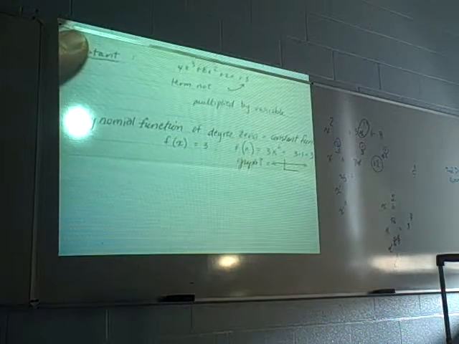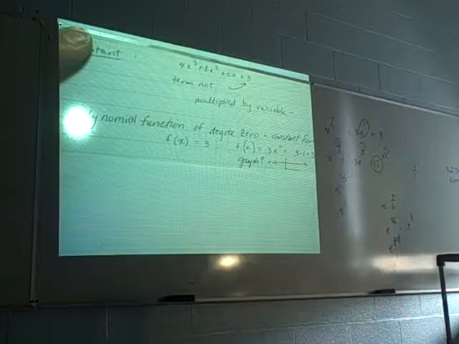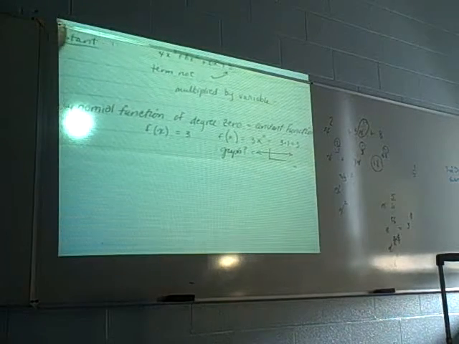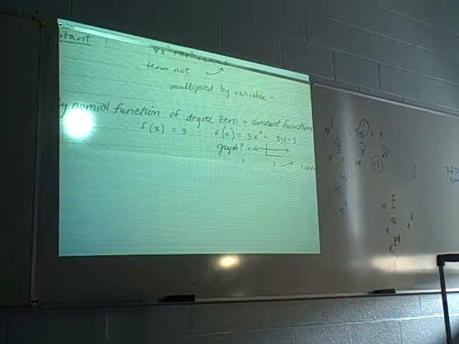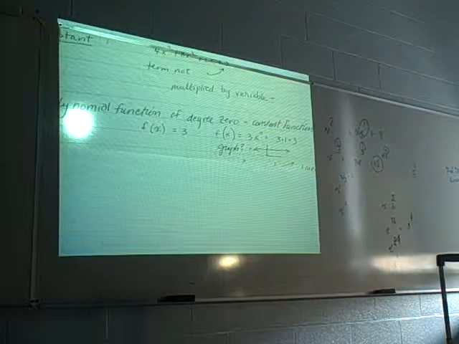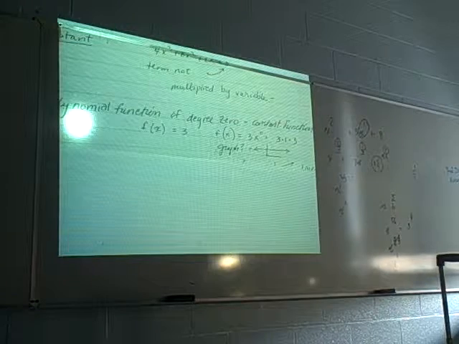And I've just added little graphs here. What does it say on the constant? It's a constant function. F of x equals 3 is just going to be what? A straight line across.